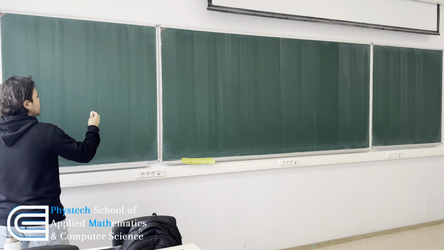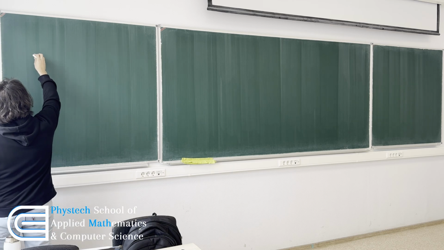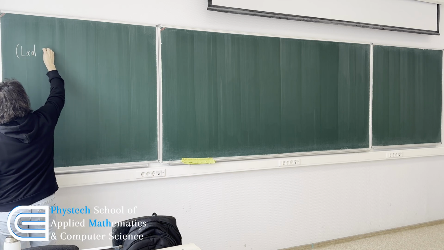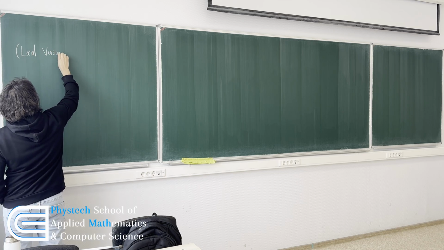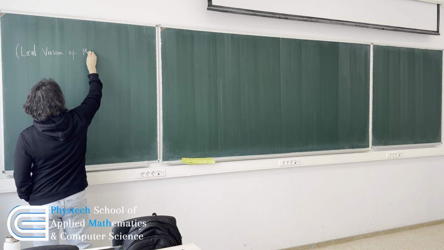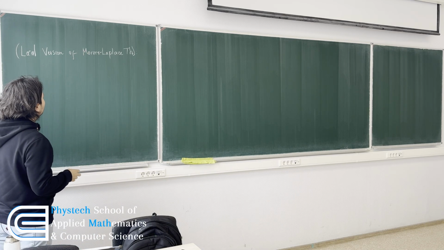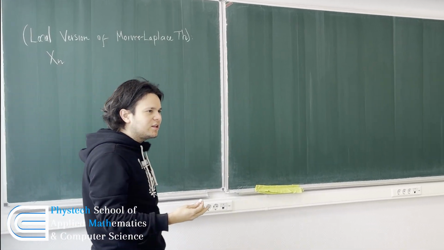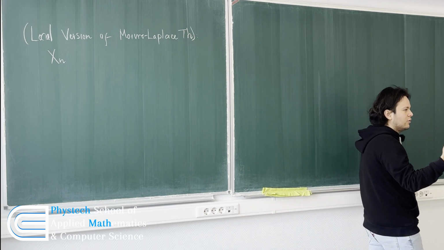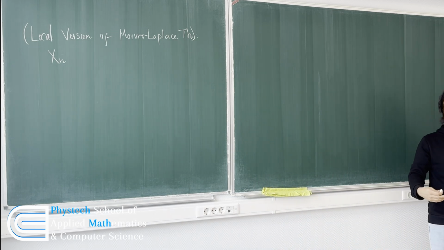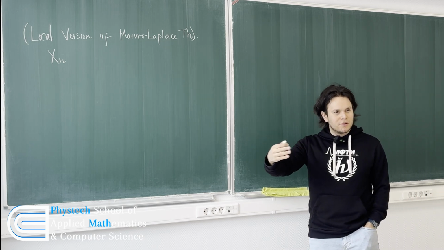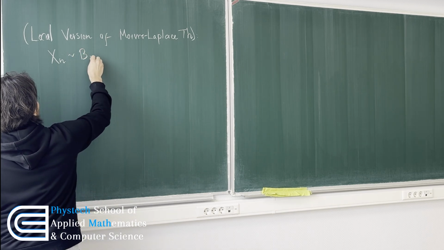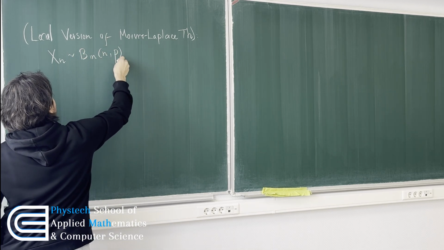So we have, as you remember, two different versions of Moivre-Laplace. So the local version of Moivre-Laplace theorem. This one, we wrote it like this. We had some sequence of random variables Xn. Here it's important to understand that we don't have one random variable Xn, okay? We have a sequence: X1, X2, X3, X4, and so on, where n tends to plus infinity. We have that Xn has binomial distribution with parameters n and p, okay?